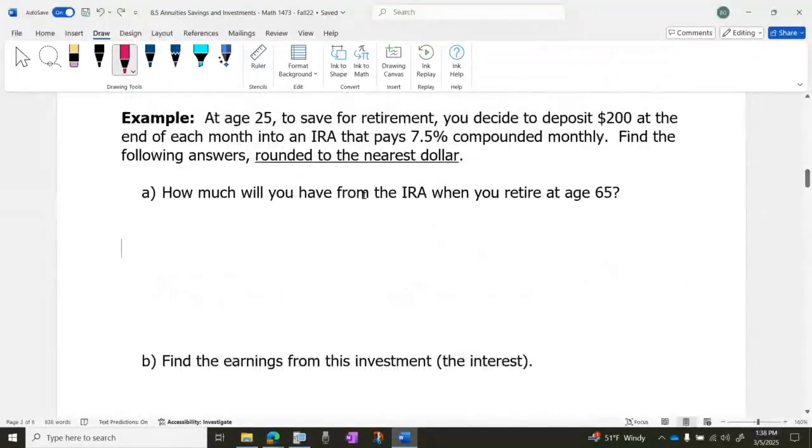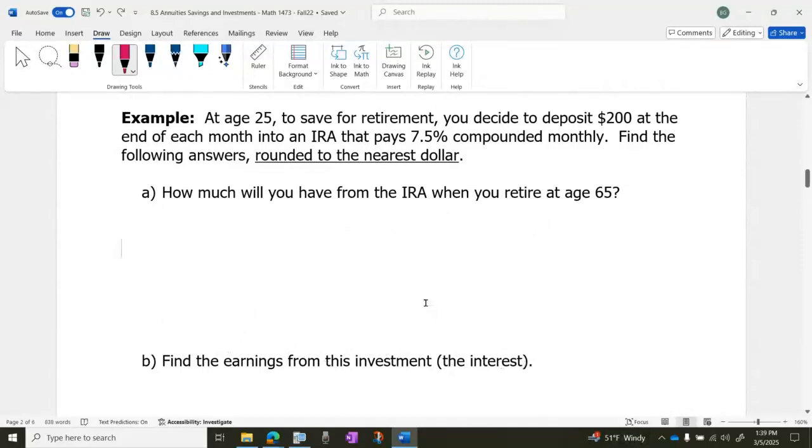At age 25, to save for retirement, you decide to deposit $200 at the end of each month into an IRA that pays 7.5% compounded monthly. Find the following answers rounded to the nearest dollar. Part A, how much will you have from the IRA when you retire at age 65? So this is to find the value of the annuity. IRA is an annuity in the future, right? And part B, find the earnings from this investment, the interest. Okay, let's do one part at a time.